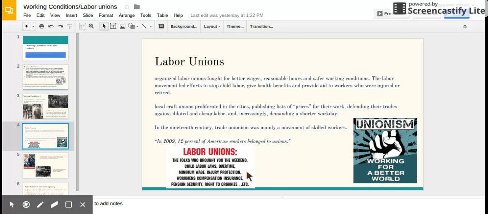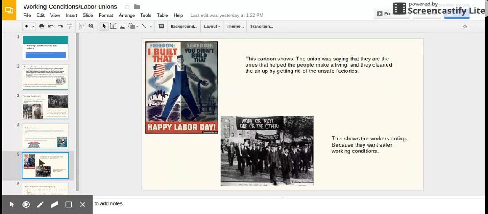This picture shows what the people said about labor unions and what they wanted. Over here, it shows that that's what they're working towards. This cartoon shows the union saying that they are the ones that helped the people make a living, and they clean the air by getting rid of the unsafe factories. Pictured here are workers rioting because they want safer working conditions.